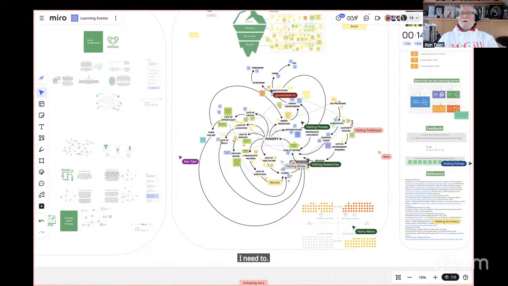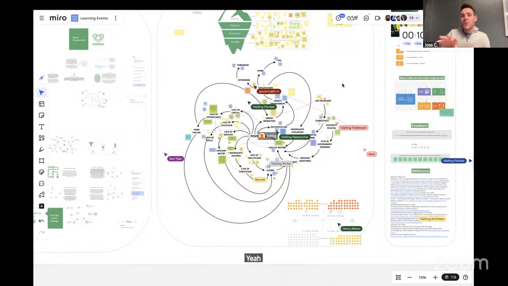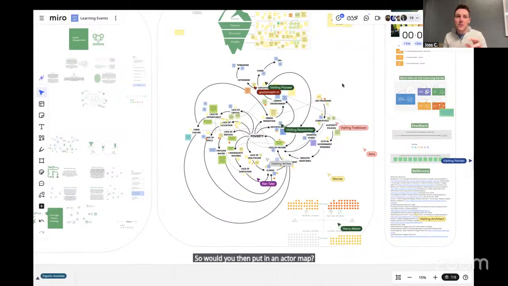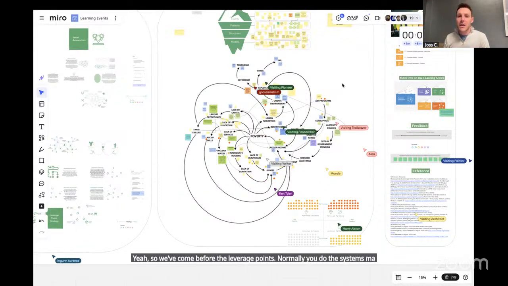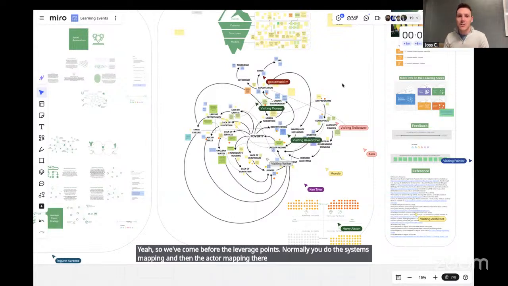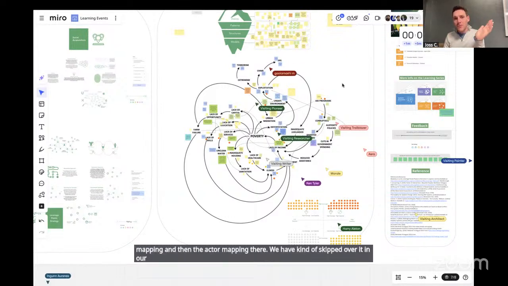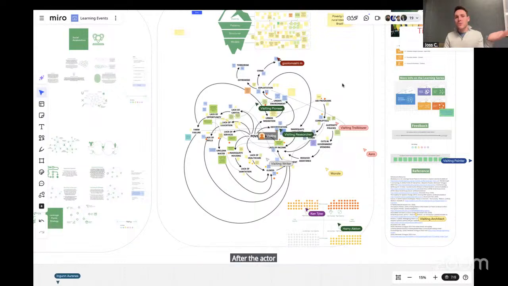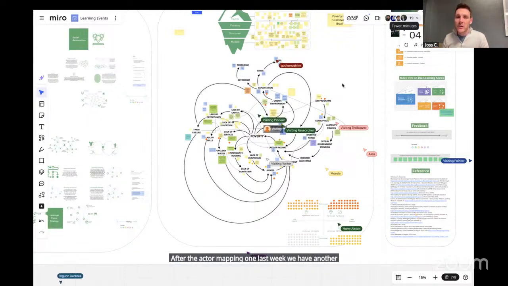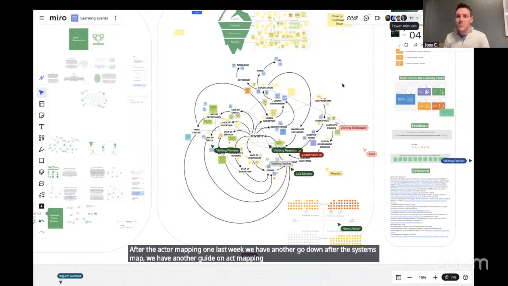So would you then put in an actor map as the next step? Yeah, it would come before the leverage points. Normally you do the systems mapping and then the actor mapping there. We have kind of skipped over it in our sessions. After the actor mapping one last week, we have another guide on actor mapping after the systems map. So we would have done it there before we jumped into this.